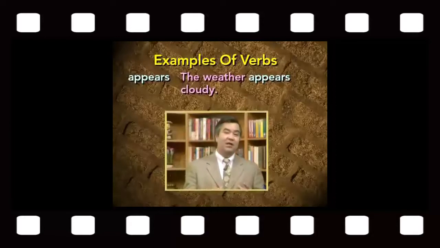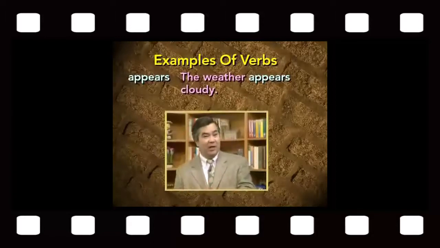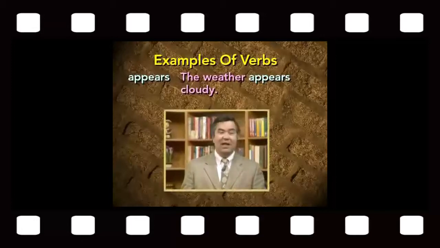So a verb like appears can be either a verb expressing an action or a state of being. And there are a few verbs like that in English which can go either way. They can express a state of being or an action.